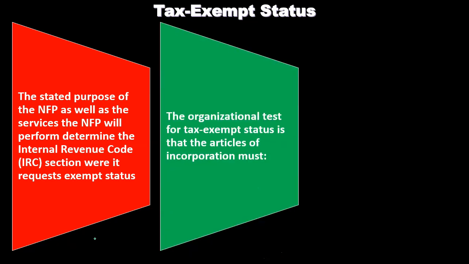The stated purpose of the not-for-profit organization, as well as the services the not-for-profit will perform, determine the Internal Revenue Code section where it requests exemption status. In other words, the organization's purpose is going to drive what type of code it might fall under with regards to exemption status for the IRS. So when you're thinking about setting up the not-for-profit organization, you want to consider what type of code you're going to fall under as you go through the setup process.